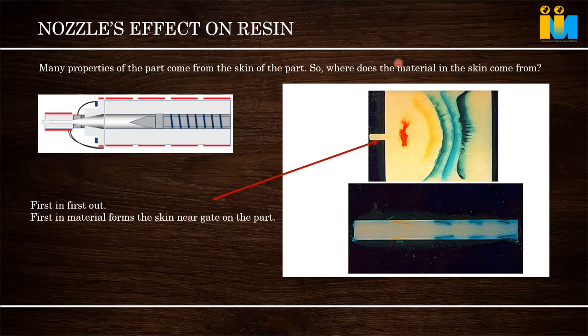Generally in a part, most problems are near the gate. We have seen flow marks, finger marks. Most of the problems come near the gate, and to fix that problem, we adjust our molding parameters, slope, speed, all these things. Somehow we solve it. So where does the raw material near the gate come from? Anybody can tell the answer?